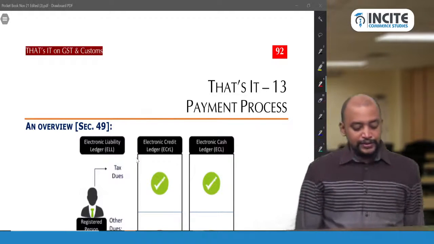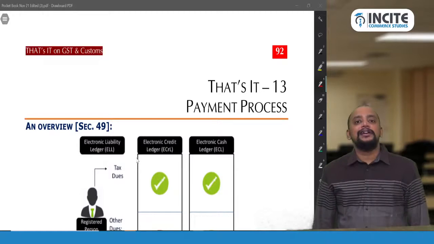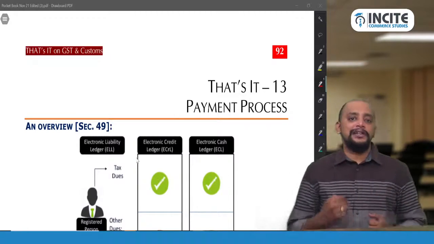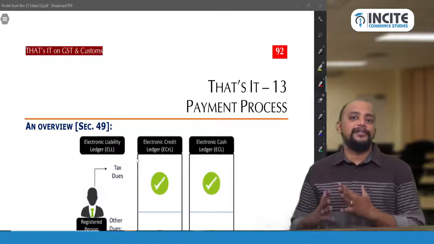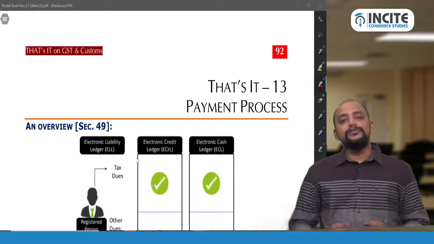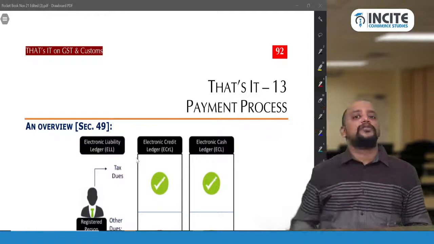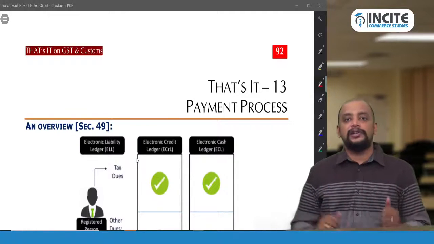Okay, so see this. First of all, section 49 deals with ledgers. There are three ledgers which will be maintained by GST network on behalf of every registered person. What are the three ledgers which are maintained by GST network? Electronic liability ledger, electronic credit ledger, and electronic cash ledger.